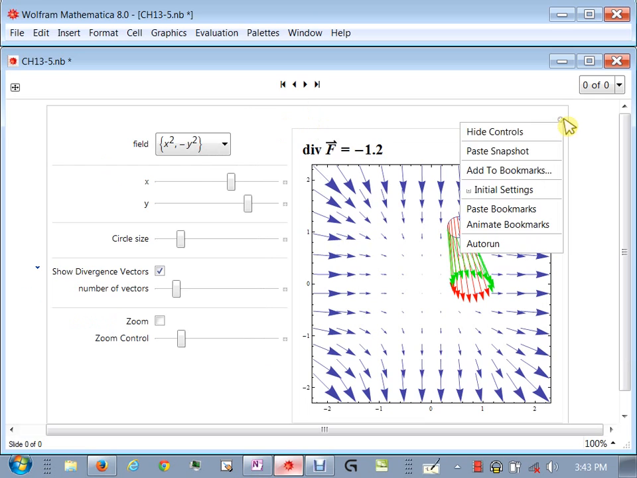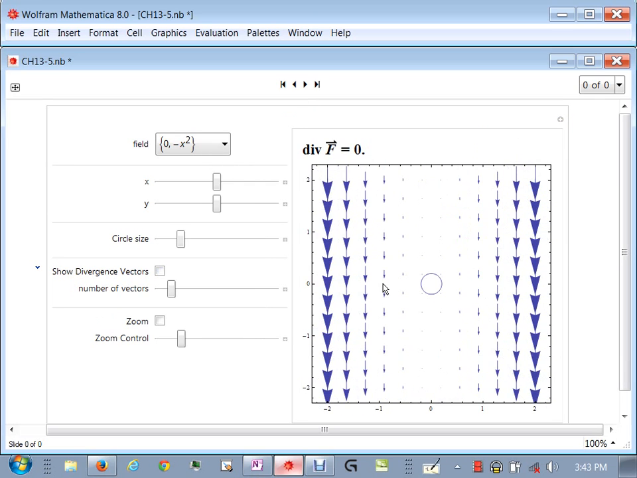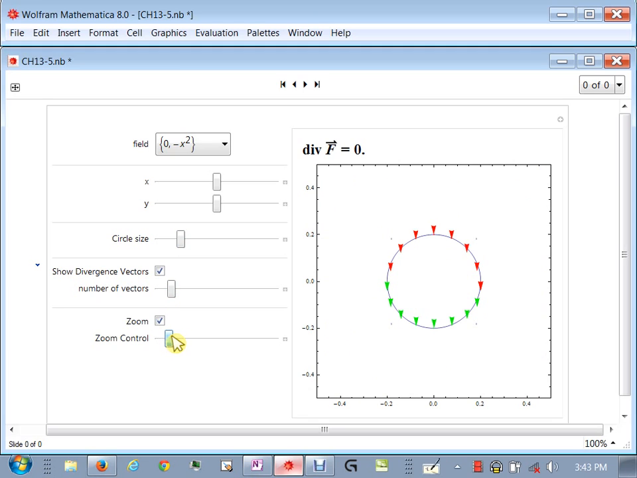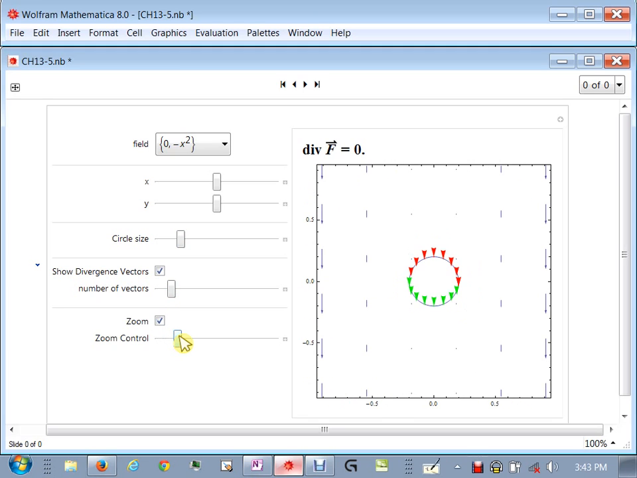Now in 2D, it's the same thing. Right now, if I zoom in, my div is 0. Why is my div 0 there? I have as many vectors going in as the ones coming out, right? So that would be a what? That region around that point would be called what? Incompressible.